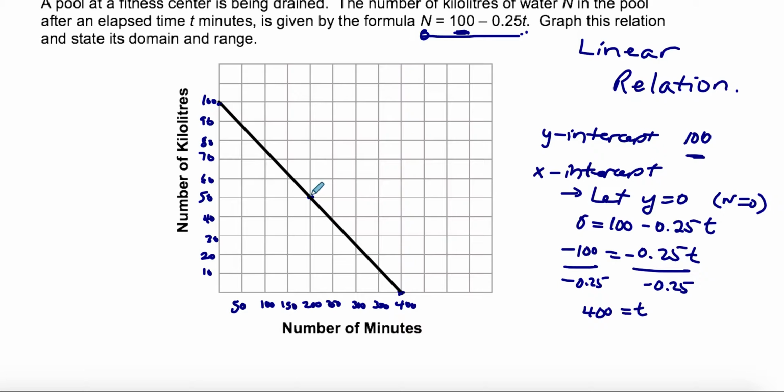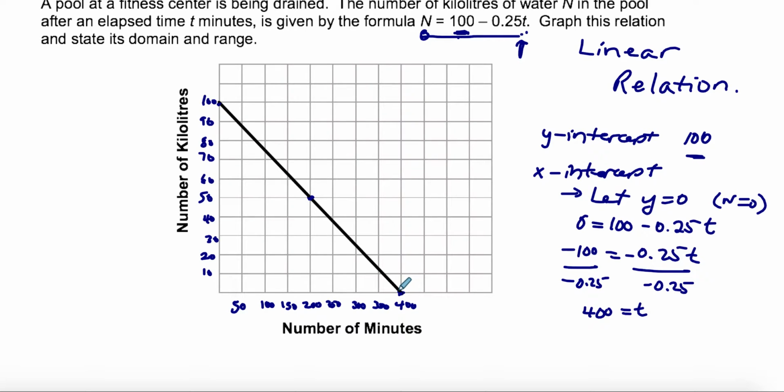I could sub in another number like 200 in here, and then I know that, let's say, a quarter of 200 is 50, so 100 minus 50 is 50. So I can find other points. I don't need 10 points. All I need is a couple of points that I could connect to make my line.